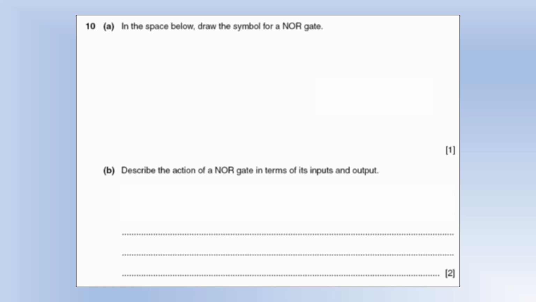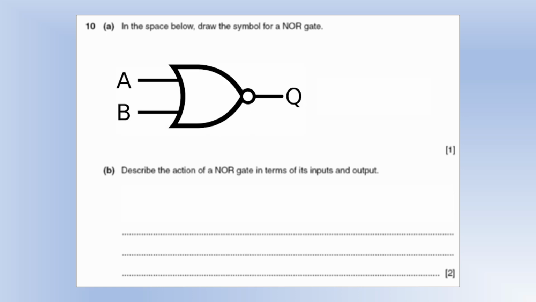Okay, so the next question wants us to draw a symbol for a NOR gate. So there it is. It looks like an OR gate, but it's got that circle on the front of it. That's what makes it a NOR gate. So we've got the inputs A and B, and the output is Q. There's no reason for choosing these letters, by the way. These are just pictures I found on the internet.